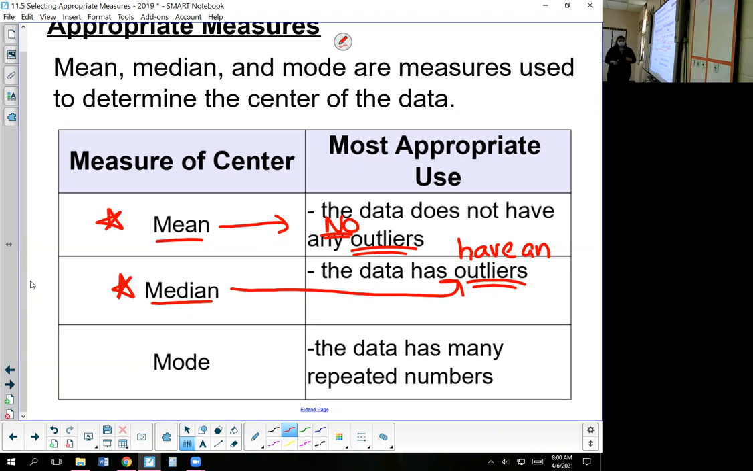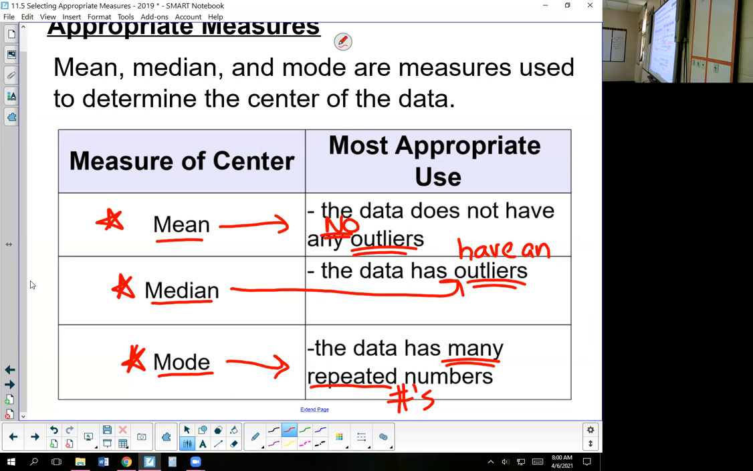And then last but not least, you'll choose the mode if you have repeated numbers, many of them. So like if I have just 3, 3, okay, but if I have 3, 3, 3, 3, 3, maybe 4 times, that's going to beat it. However, you always want to check for outliers first, median or mean. Okay, outlier first.